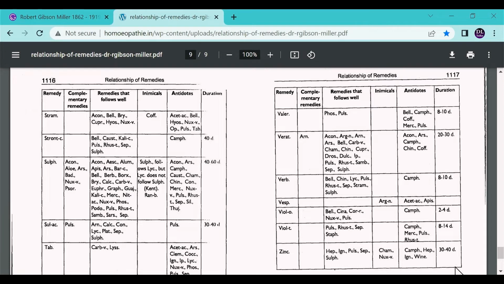Then we have remedies that follow well. We'll look at all those remedies around sulfur. Then we have some inimicals here. Sulfur follows lycopodium, but lycopodium does not follow sulfur. Kent. This goes back to the old rotation. That's sulfur, calcarea, lycopodium, back to sulfur. That's three complementary chronic remedies representing actually the plant, animal, and mineral worlds.